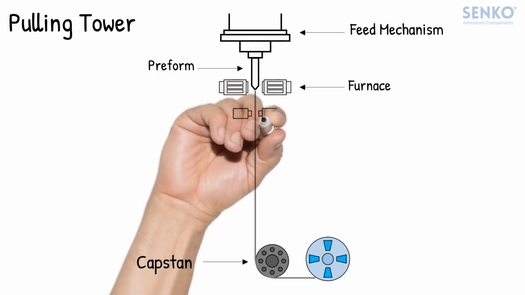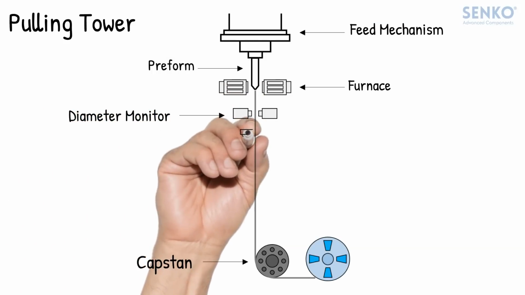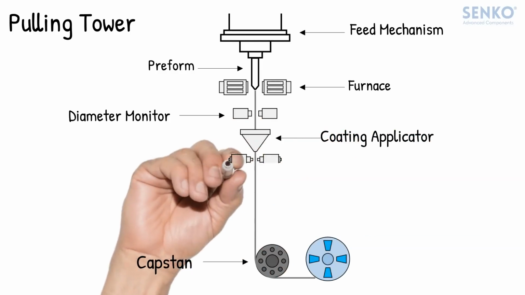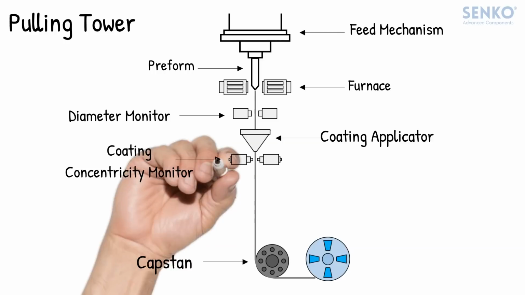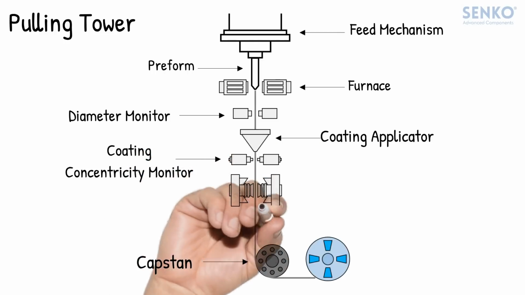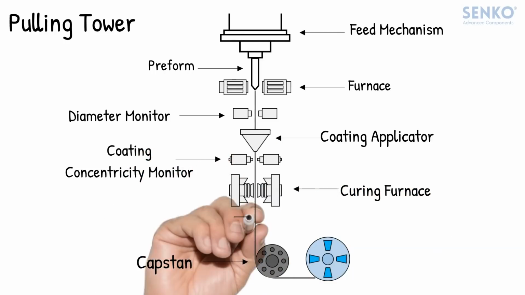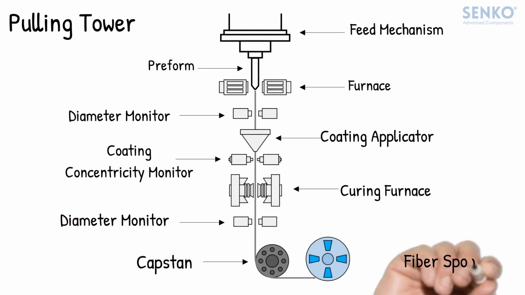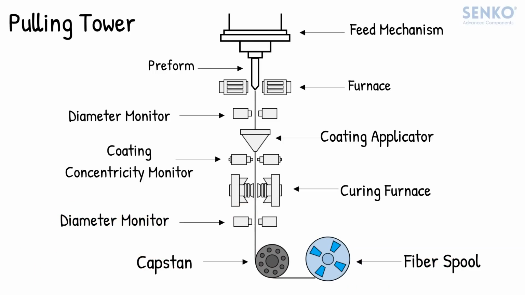As more melted fiber preform is pulled, it is monitored to ensure constant diameter within the acceptable range. An acrylic coating is then applied and cured for added protection and color for identification. The fiber is then coiled onto a fiber spool, ready to be used to manufacture different types of fiber optic cables.